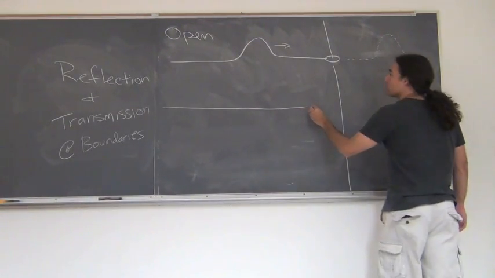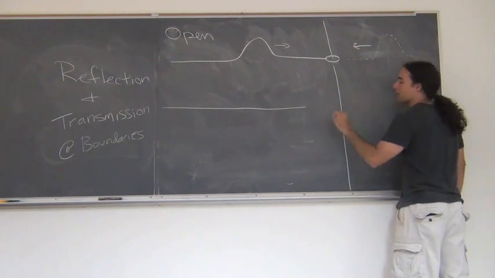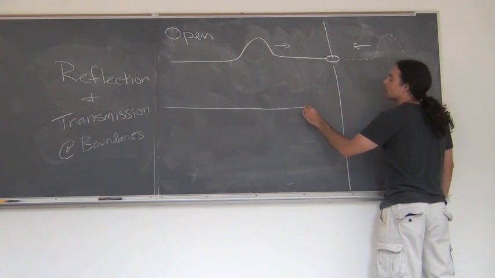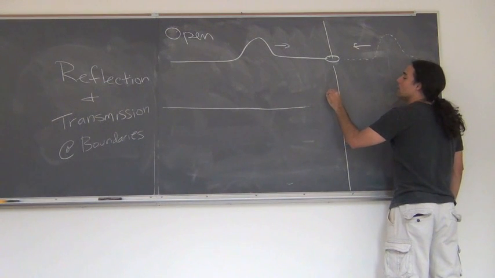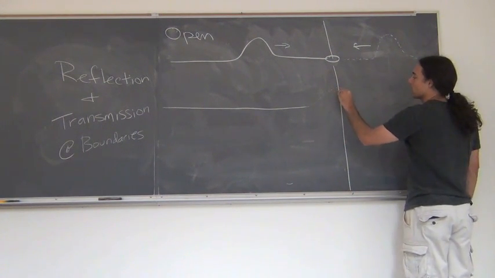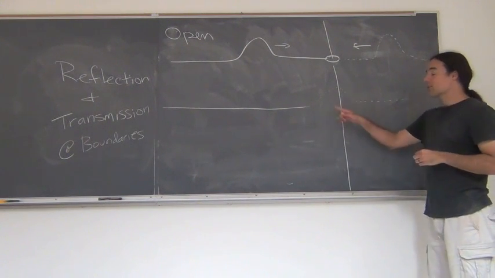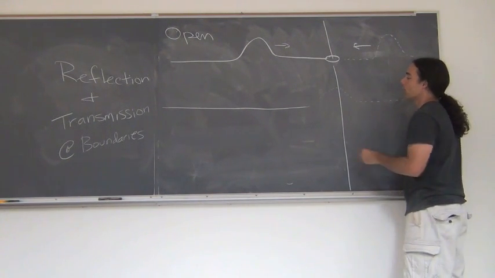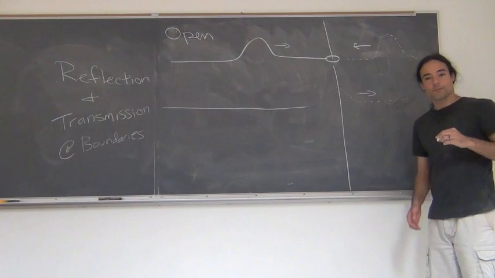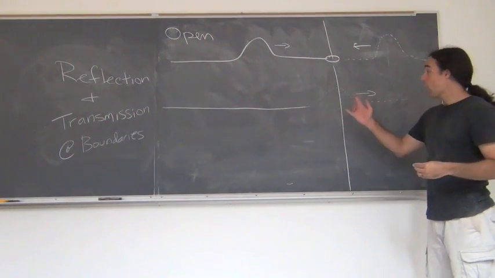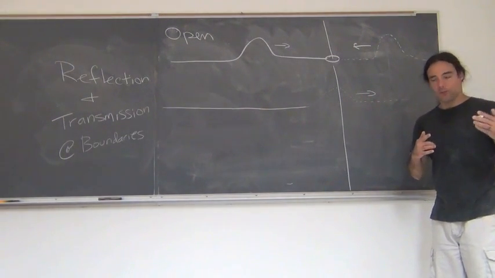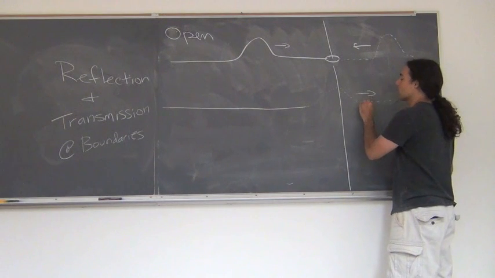Well, at a certain point, my incident wave is going to match up with the boundary. It's moving to the right. My reflected wave is also going to match up with the boundary, except it's moving to the left.